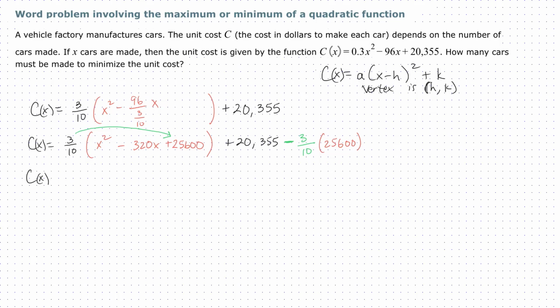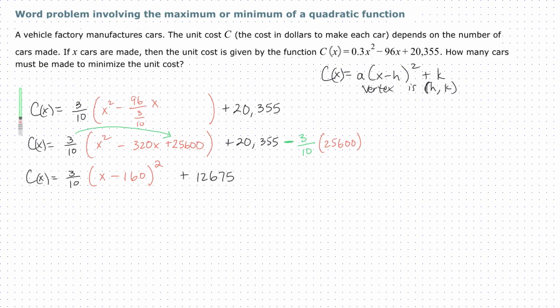Now we're going to simplify. We have C of x is now equal to 3/10. We can factor this. This is x minus 160 raised to the exponent of 2. Don't forget your parentheses. And we need to simplify this amount over here. With the aid of a calculator, we get plus 12675.